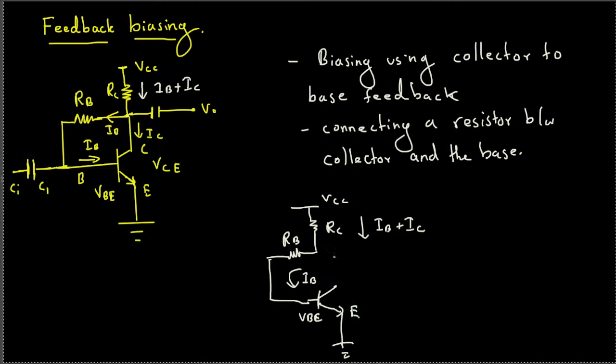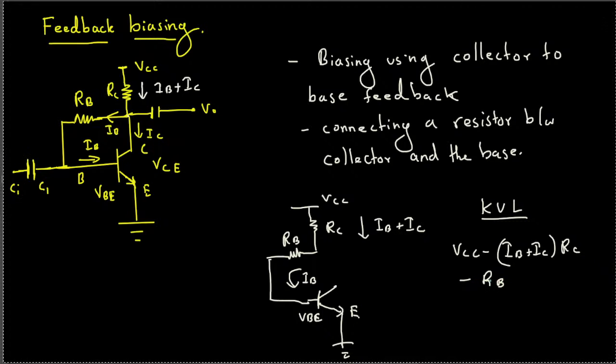This is emitter. Okay, if we apply KVL right here, KVL says the addition of all the voltages is equal to 0. Then if we start from VCC, this is going to be VCC minus the current times the resistance. The current going through this is IB plus IC, so IB plus IC times RC, and then minus IB times RB, and then minus VBE. The whole thing should be equal to 0.